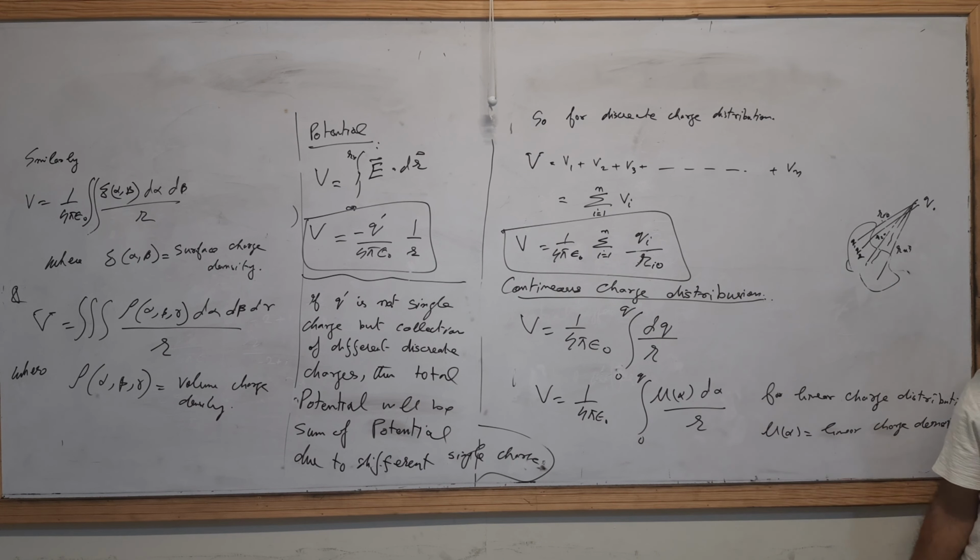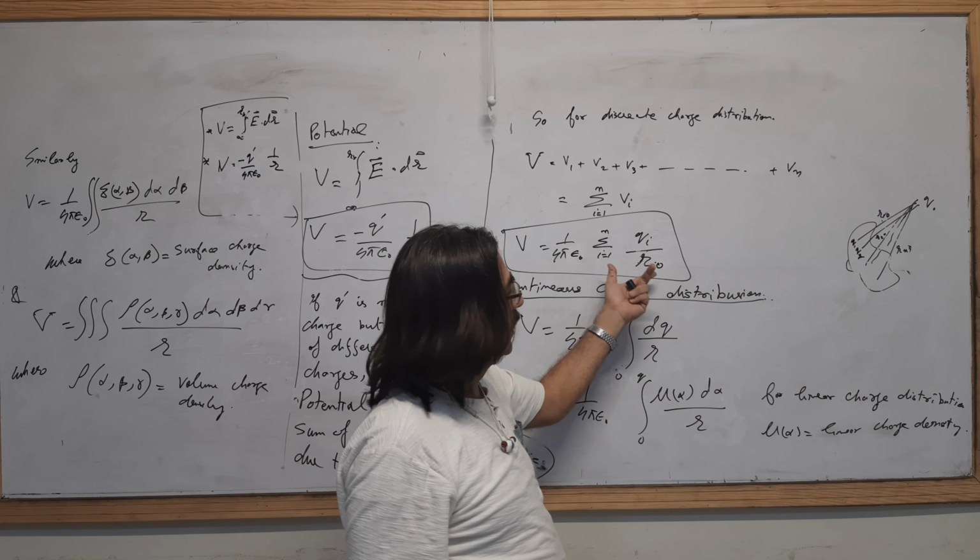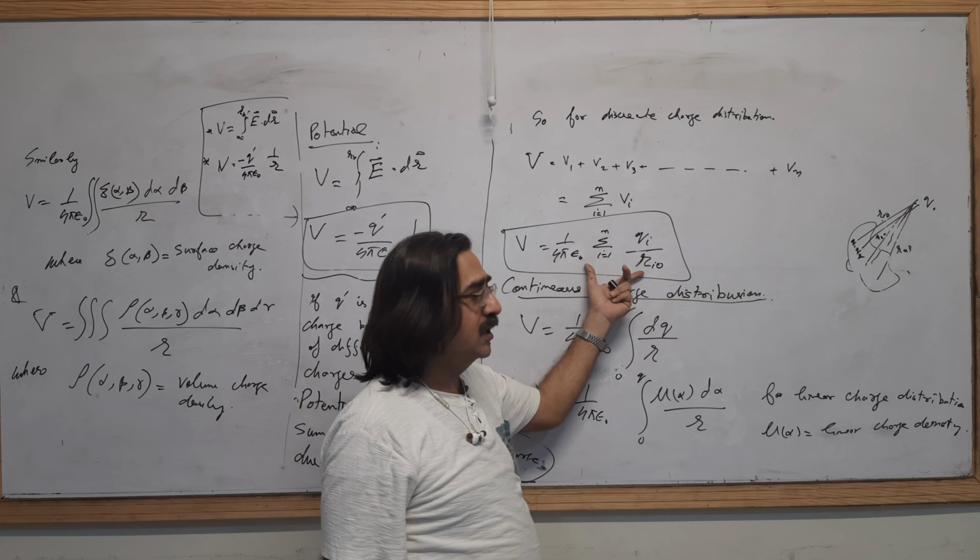So for different distributions, if there is a summation, then that will be for a discrete distribution of charge, in the form of this. For a discrete distribution of charge, this will be the expression. For linear charge distribution this, for surface this, and for volume this. I think that is all about the electric potential energy and potential.